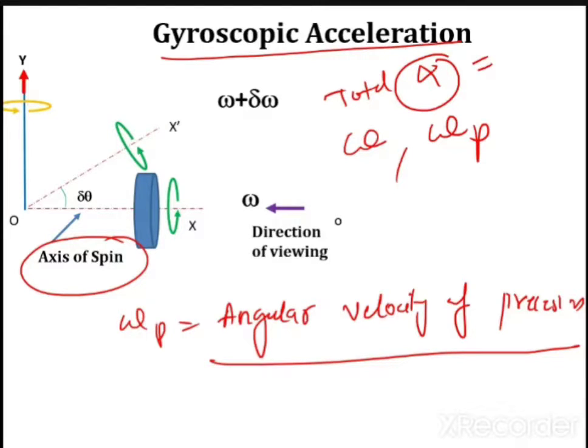To understand the gyroscopic acceleration, first of all you have to understand this omega p. Now tell me, have you understood what is omega p? Omega p is called the angular velocity of precession, and omega is called the angular velocity of spinning.